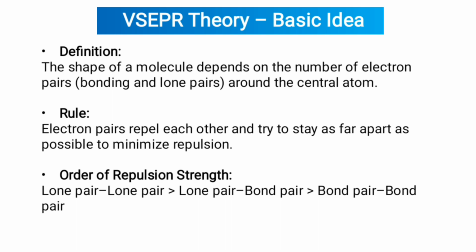VSEPR theory, main basic idea. Now definition: the shape of molecules depends on the number of electron pairs, meaning bonding and lone pairs, around the central atom. And the second rule: electron pairs repel each other and try to stay as far apart as possible to minimize repulsion. And the third one is the order of repulsion strength. Lone pair-lone pair repulsion is greater than lone pair-bond pair repulsion, which is greater than bond pair-bond pair repulsion.